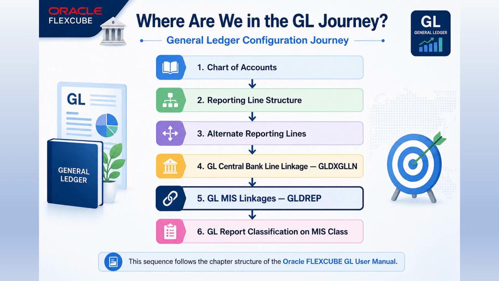Where are we in the GL journey? Before we start, let's see where we are in the General Ledger journey. We started with a chart of accounts, followed by reporting line structure and alternate reporting lines. Then we covered GL Central Bank Line Linkage using function GLDXGLLN. Now we move to GL MIS Linkages using GLDREP. After this, the manual moves to GL Report Classification on MIS class. So this video fits directly into the GL configuration sequence defined in the Oracle FLEXCUBE GL User Manual.